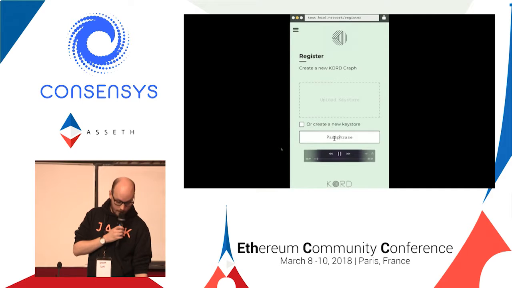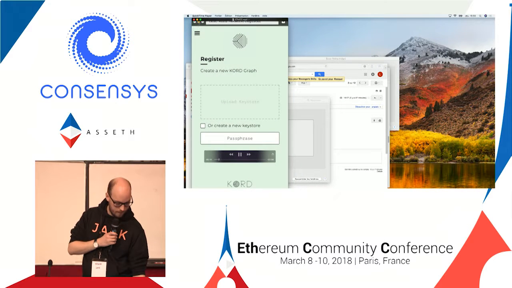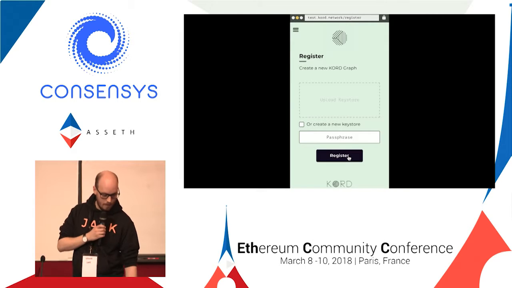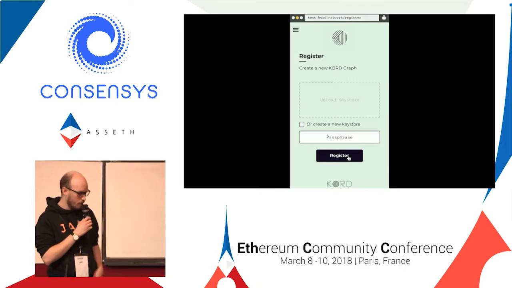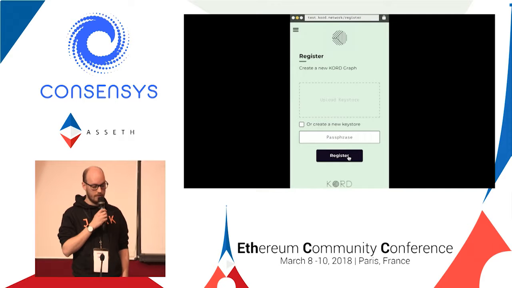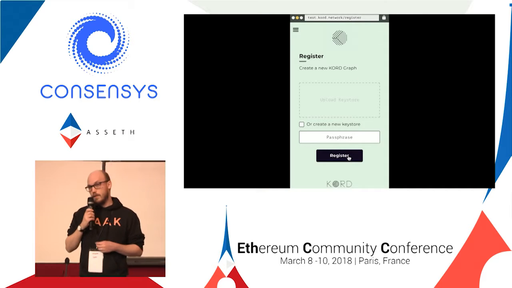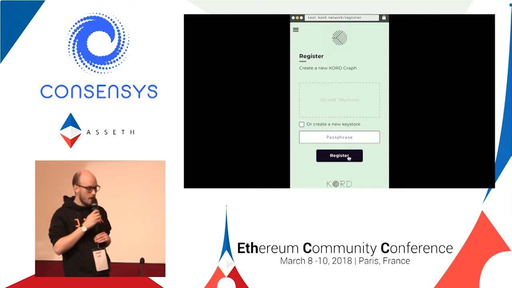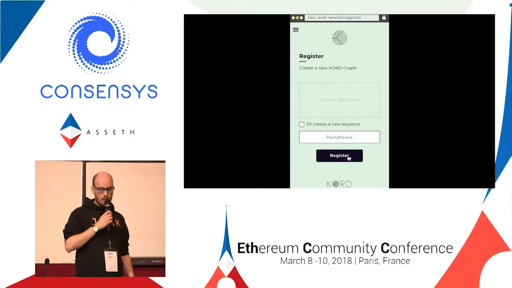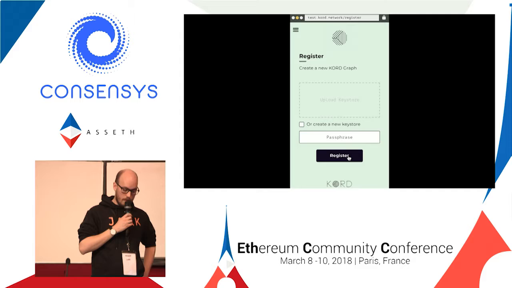What we'll look at first is the journey of creating a new graph. We call that registering an identity. At the core of an ID is essentially an Ethereum public key. You can either use an existing key store, or we also offer the ability to create a new key store for those who don't have one.